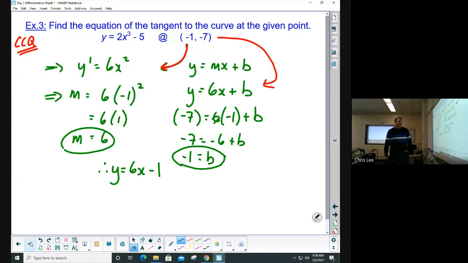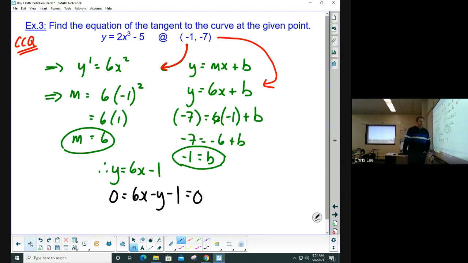Just as a heads up, your textbook likes to write the answers in standard form. I don't care. I like this answer, but they will write the answer in standard form. They'll probably have the 0 on the other side, but they're just putting it in standard form. I am totally pleased with that. But when you're checking your answers in the back of the book, you'll want to make sure you have that.